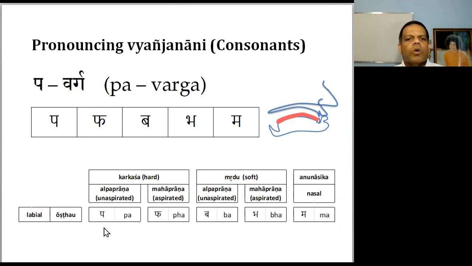Sorry about it. So pa varga is what's called labial, or aushtya. So the lips are used. That's the fifth of the classes. As I mentioned, there are 5 points in the mouth: guttural, palatal, cerebral, dental, and labial, which is the fifth category. So you use pa, pha, ba, bha, and ma. Okay, that's called pa varga.